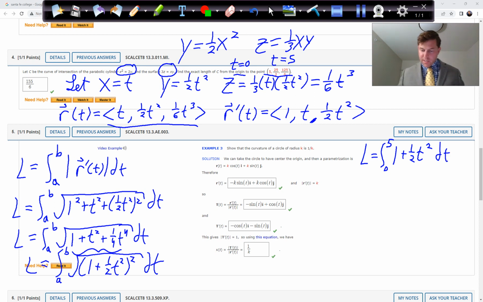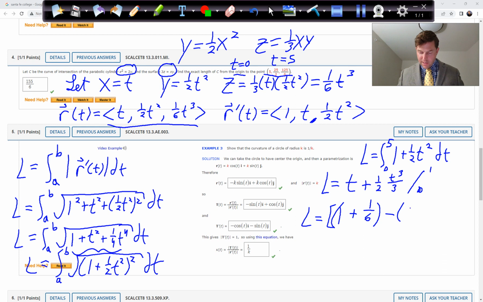And we can perform this antiderivative, no u substitution needed. This is going to equal t, so the antiderivative of 1 is t, plus the antiderivative of 1/2 t squared is 1/2 t cubed over 3, and that's going from 0 to 1. So we get, plug in 1, you're going to get 1 plus, this is really 1/6 times 1, so it's 1/6, minus 0 plus 0.